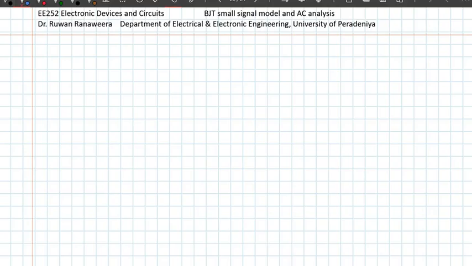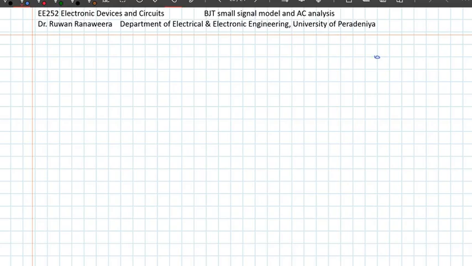As you already know, the BJT, the transistor, is inherently a non-linear device. So how can you convert that into a linear device? Okay, so this is what we are going to look at today. In order to do this, let's take an example. Let's take a small circuit like this.